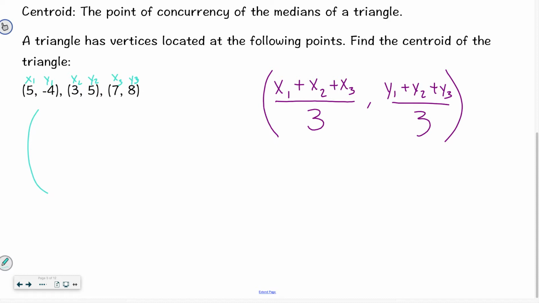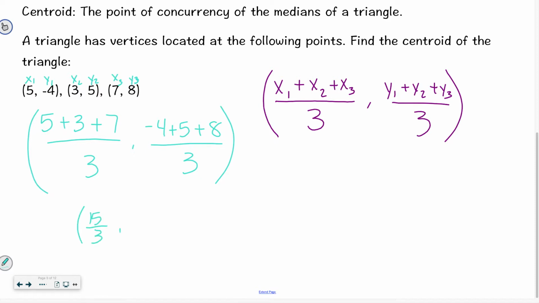Add your x's. So I have 5 plus 3 plus 7 divided by 3. And then my y's are -4 plus 5 plus 8 divided by 3. So 5 plus 3 is 8. 8 plus 7 is 15. So I have 15 divided by 3. And then I have -4 plus 5 is 1. 1 plus 8 is 9 divided by 3.